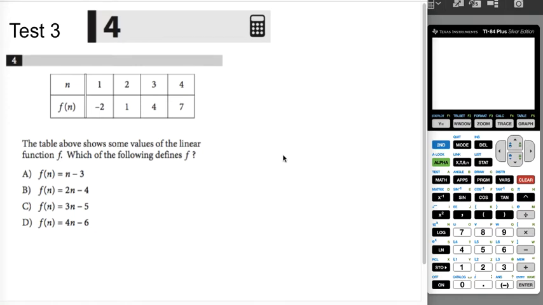All right, this is SAT Prep. We are doing Test 3, Section 4, which is a calculator section, and this is number 4. The table above shows some values of the linear function f. Which of the following defines f?